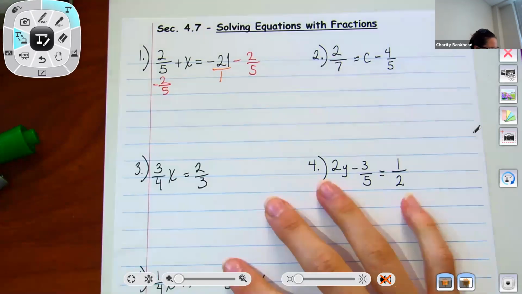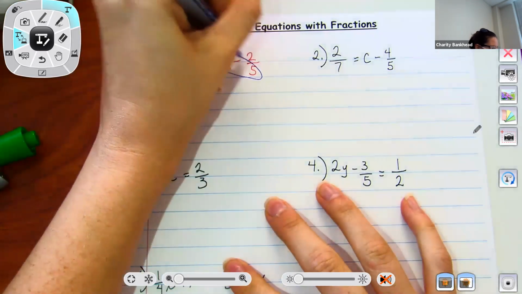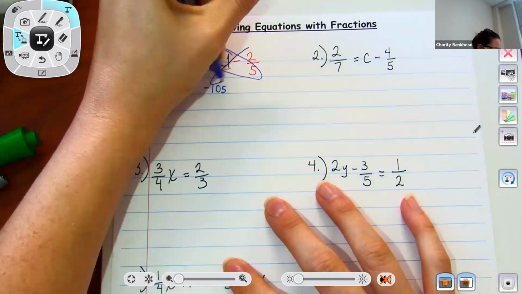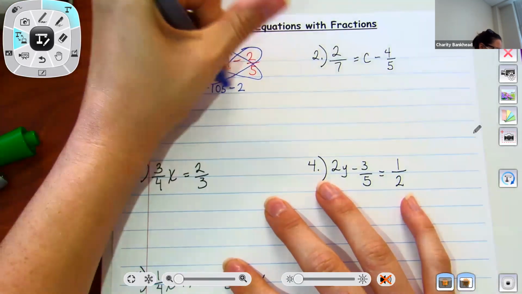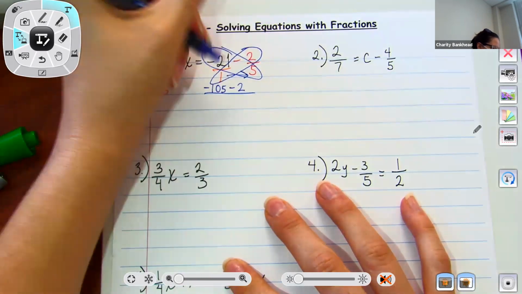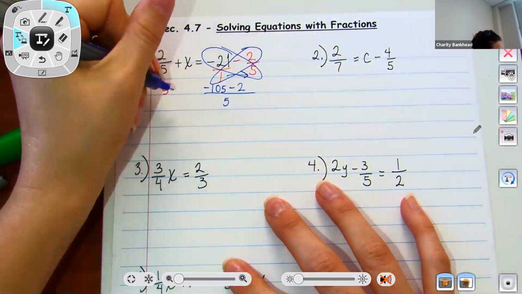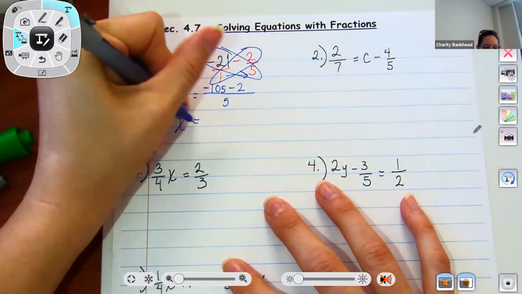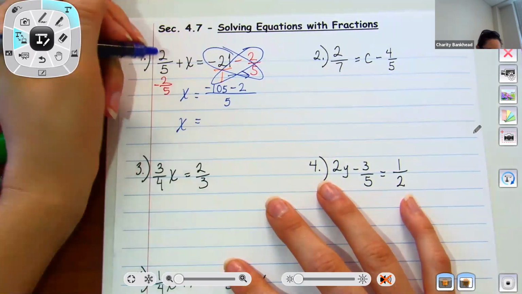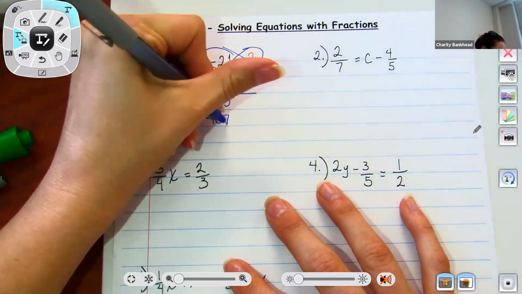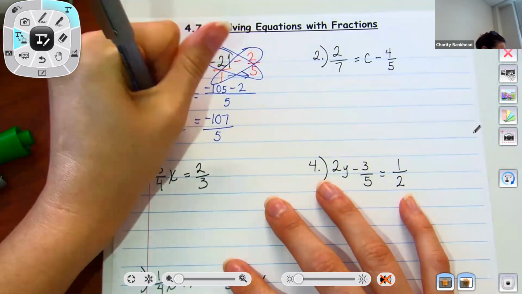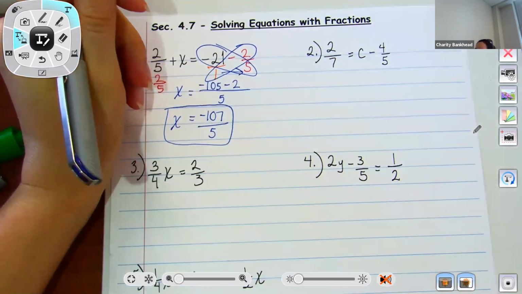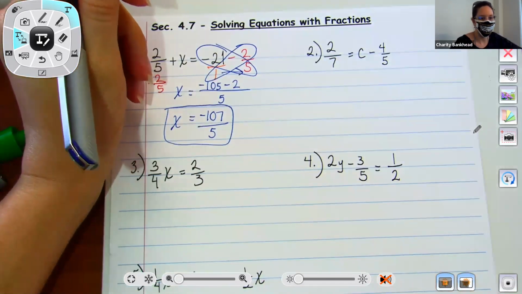So 5 times negative 21 equals negative 105. And then 1 times negative 2, so that would be minus 2, and that's all over 1 times 5 is 5. And so then negative 105 minus 2 equals negative 107. So x equals negative 107 over 5, and that can't be reduced, so we're just going to leave it like that.